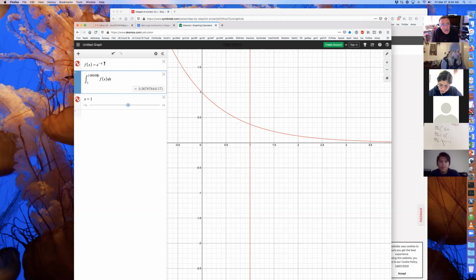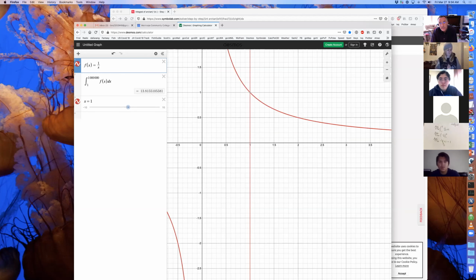Okay, ready? Here comes the messy one. Check this one out. 1 over x also goes down, doesn't it? Open, asymptotic. Uh-oh, but watch this. As I add zeros in here, look at what's happening. Uh-oh. What do you think?